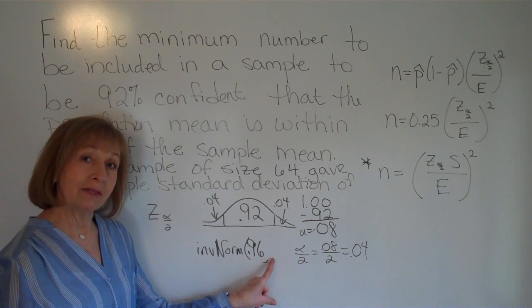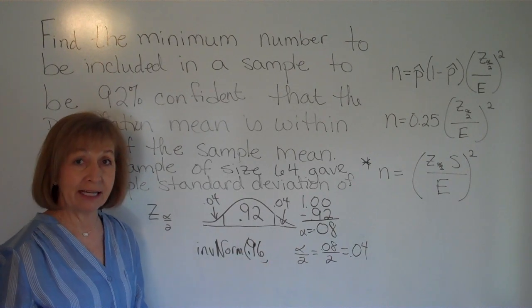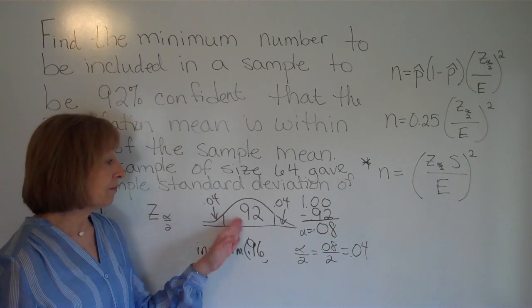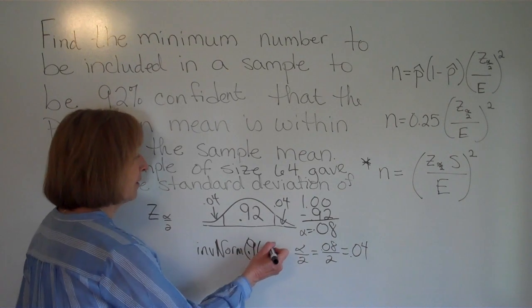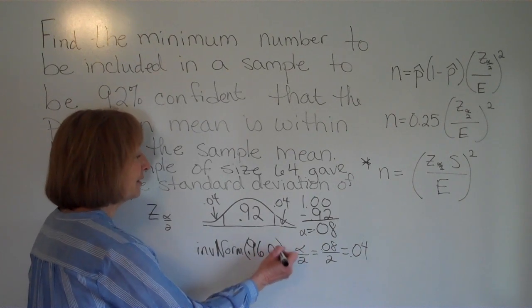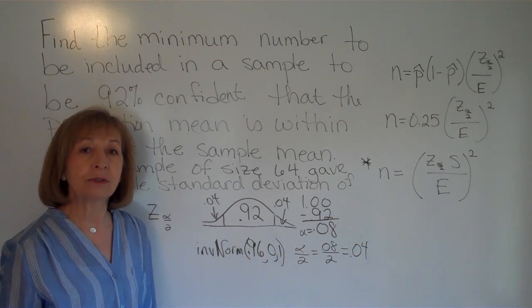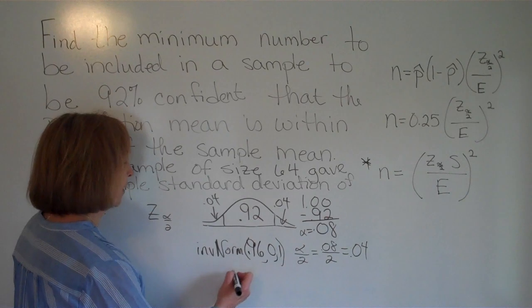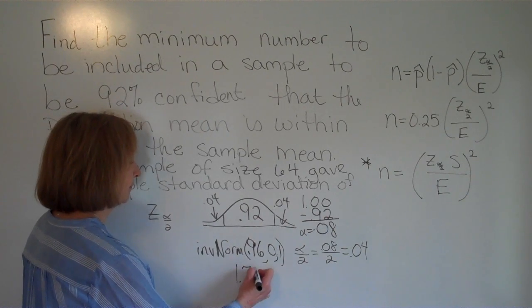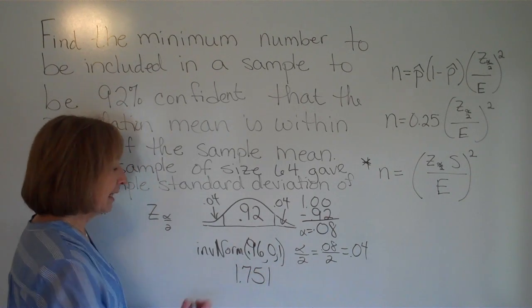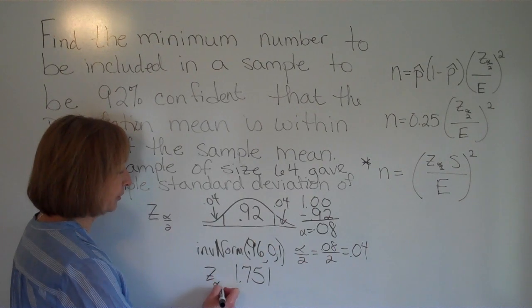Then we want the mean of the distribution and the standard deviation of the distribution. Well, the mean of the z-scores is 0, and the standard deviation of the z-scores is 1. So when you go through and you calculate that, you will get 1.751. That's your z sub alpha over 2.